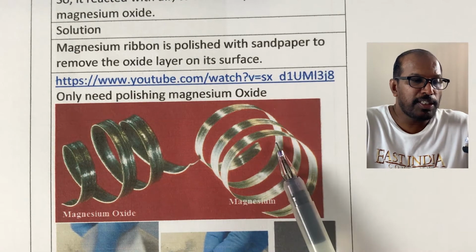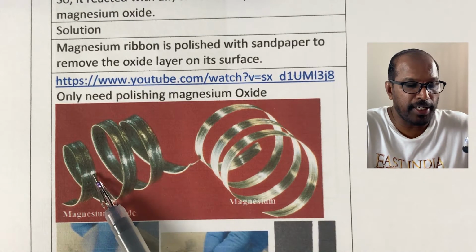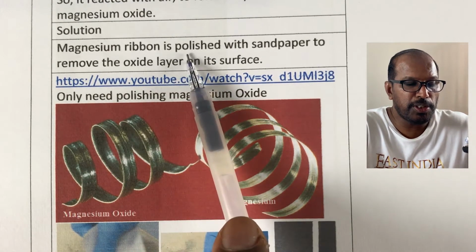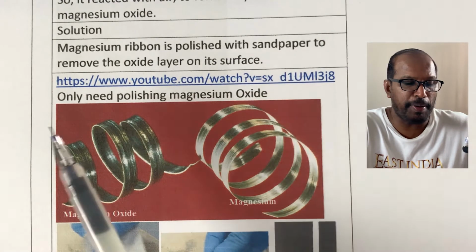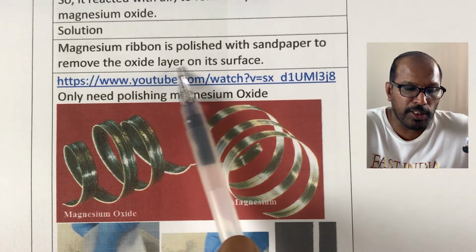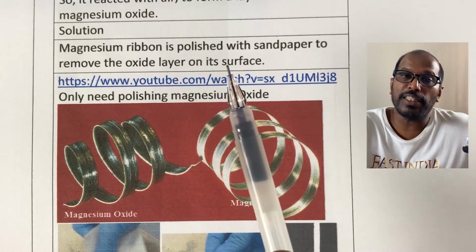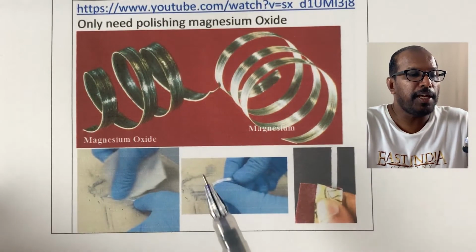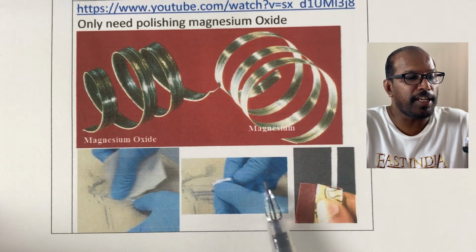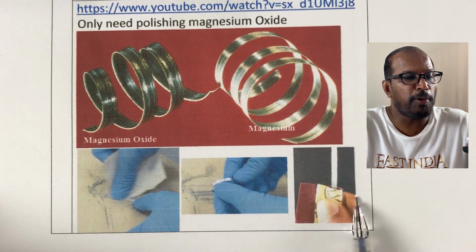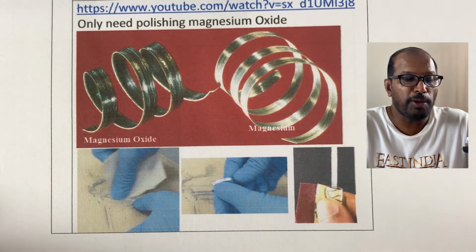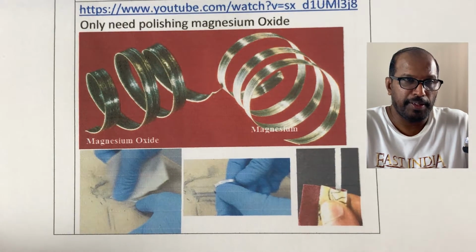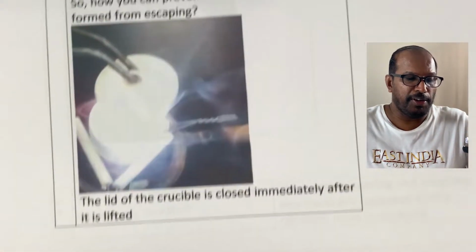Since our magnesium is already oxidized, what we use is a magnesium ribbon polished with sandpaper to remove the oxide layer on the surface before you can carry out the experiment. You can polish it and get the metal like that, or you can also polish in this manner, so that once you polish it, you remove the oxide layer on top of the magnesium. Now once you have pure magnesium, we go to the next steps.